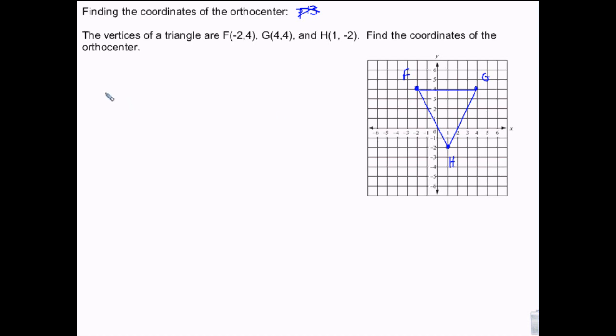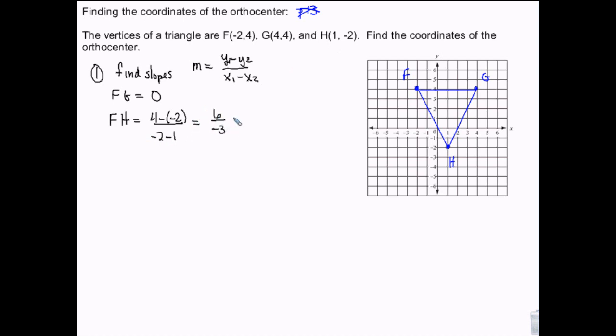Okay, so to find the orthocenter, the first thing we want to do is find the slope, because we're looking for perpendicular lines, right? So we want to find the slopes. Well, the slope of FG is easy. FG is 0. It's flat. Found that slope. No problem. Okay, the slope of FH. Remember the slope formula is subtract the y's, y1 minus y2, or y2 minus y1, and then x1 minus x2, or vice versa, as long as you keep them in the same order. Doesn't matter which. FH is going to be 4 minus -2 and -2 minus 1. So I have 6 over -3, so that's -2 as that slope.